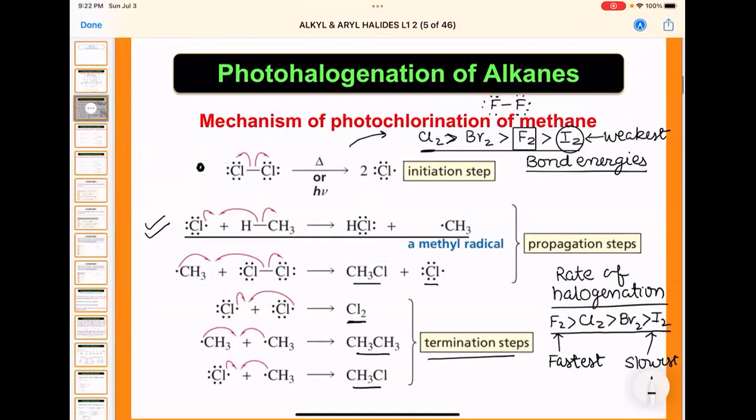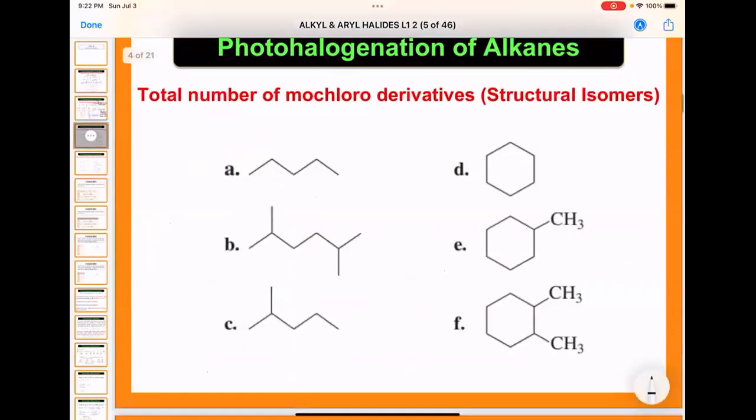Which step is always endothermic? Endothermic means which require heat. First step, initiation. Yeah, initiation is always endothermic, right? Termination is always exothermic because there is bond formation. Okay, so let's move to the next thing.